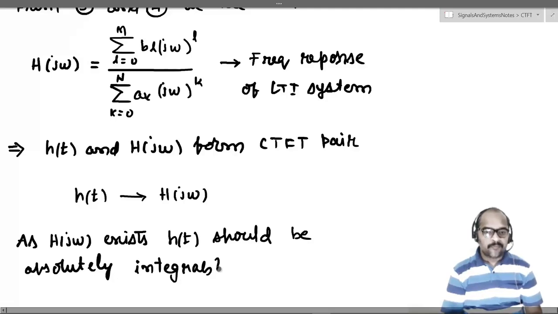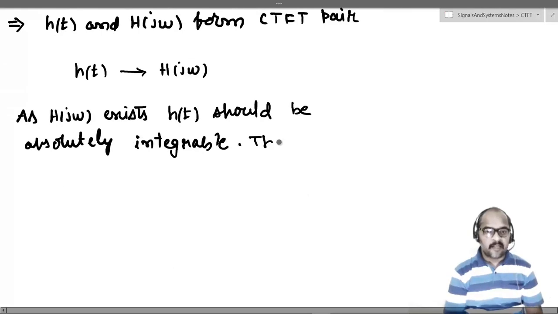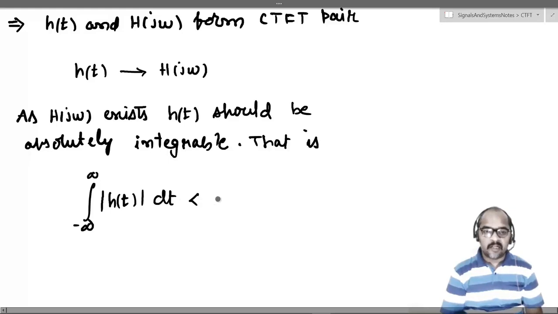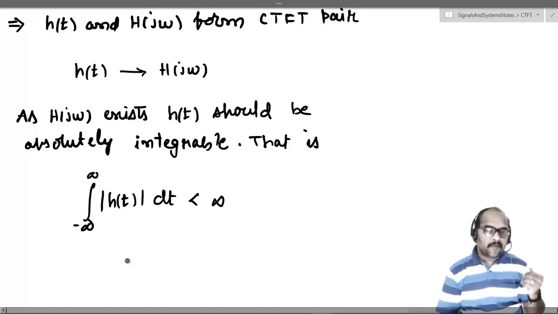So what does this mean? First we'll write down that h of t should be absolutely integrable. That is, the integral from minus infinity to infinity of the modulus of h of t dt should be less than infinity. But if the impulse response is absolutely integrable, what does that mean for an LTI system? Remember the second chapter: for an LTI system, if the impulse response is absolutely integrable, what will happen? The system becomes stable.